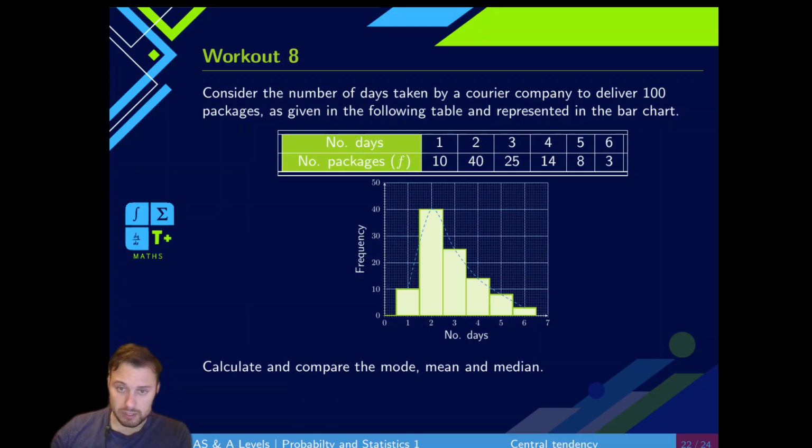Clearly, I believe you can all see that the mode is 2 because it has the highest frequency. Remember that in this case, the number of packages is the frequency. If we take the sum 1 multiplied by 10 plus 2 multiplied by 40 plus 3 multiplied by 25 plus 4 multiplied by 14 plus 5 multiplied by 8 plus 6 multiplied by 3, and then divide that over the sum of these frequencies, we get a mean value of 2.79.